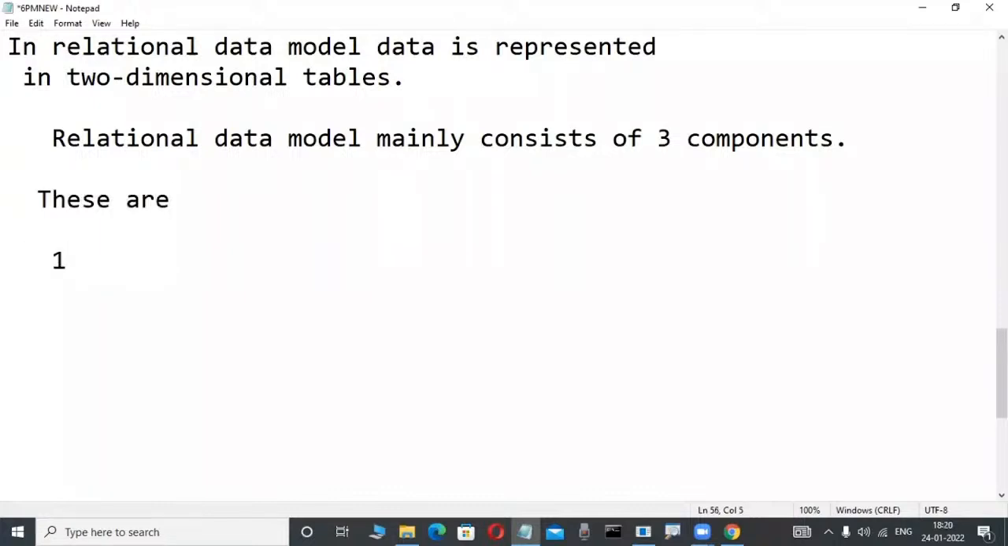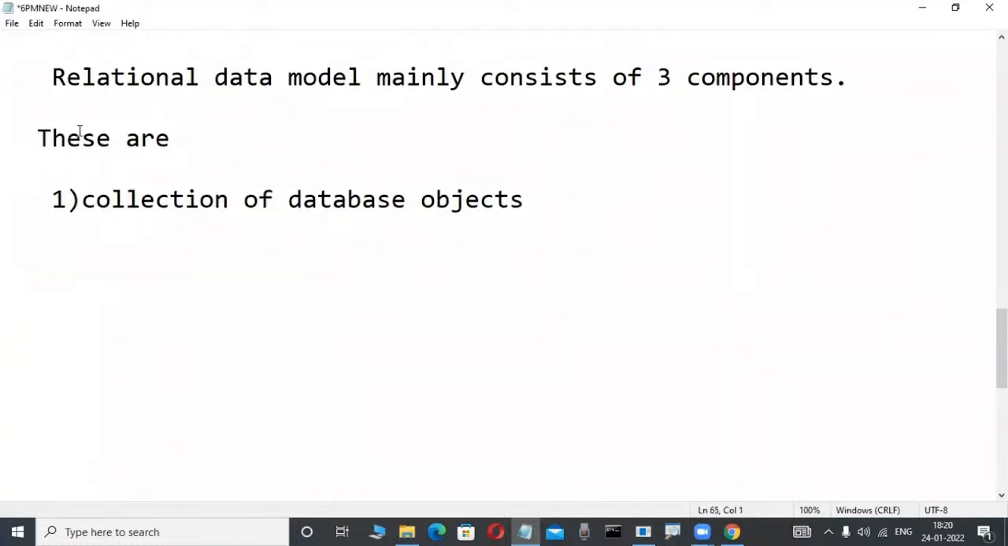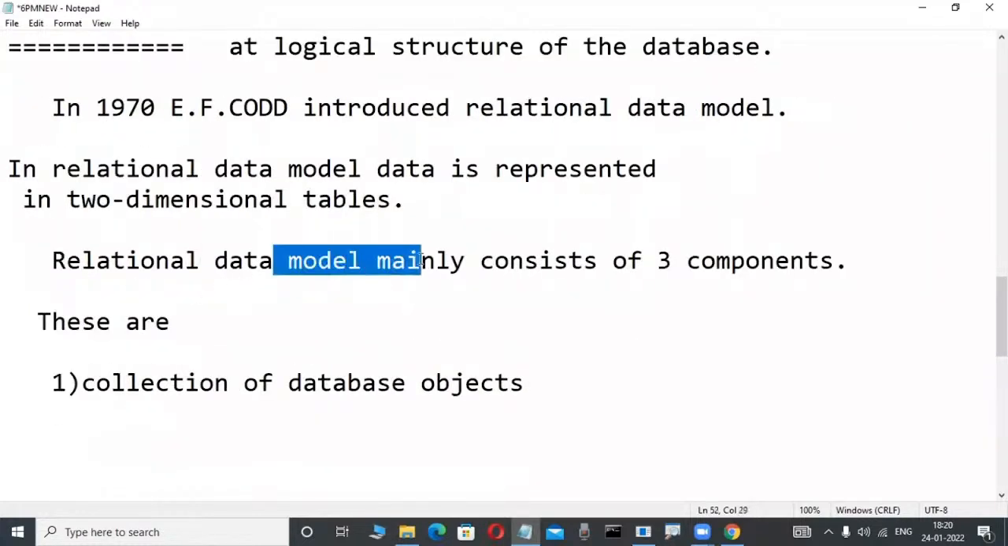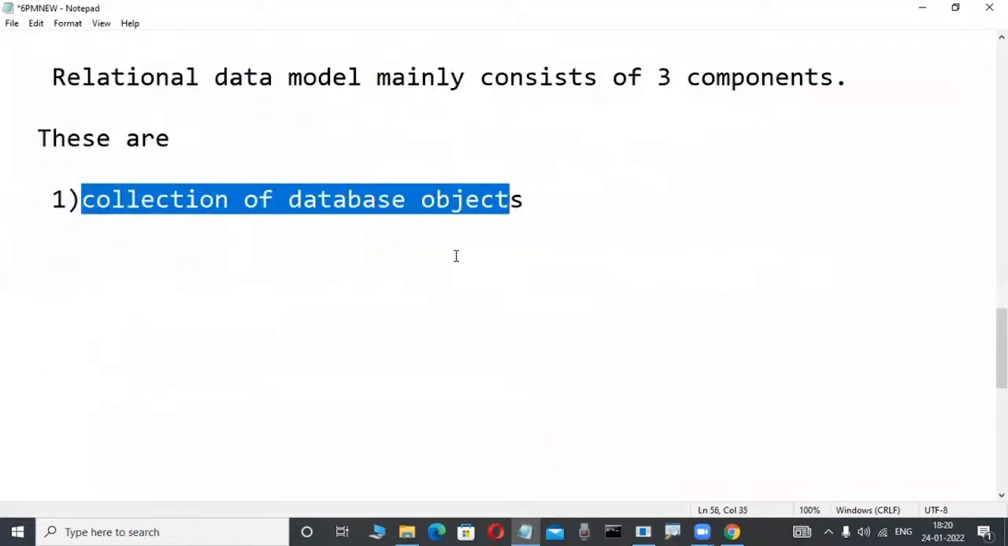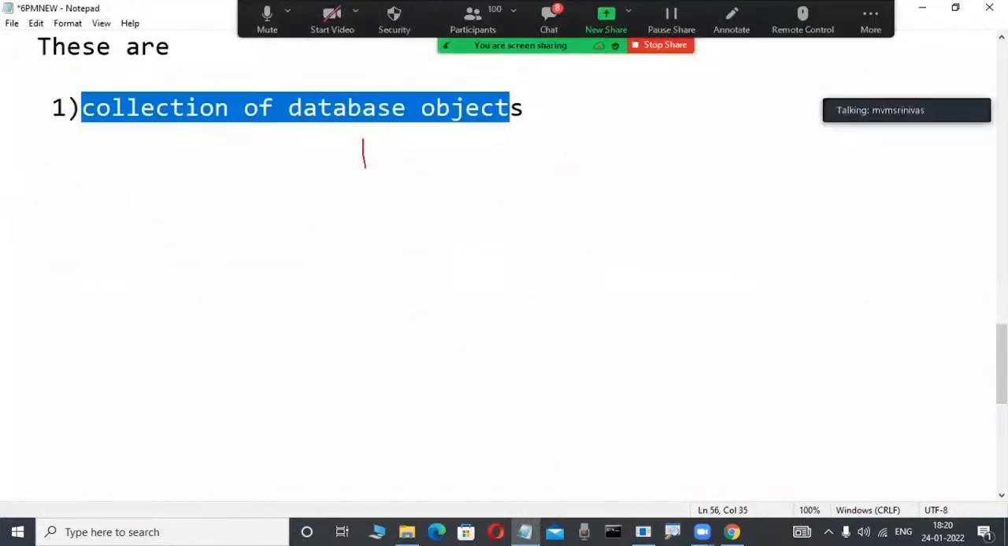What is the first one? A simple collection of database objects. In software like Oracle, SQL Server, and DB2, a collection of database objects is available. What is this? That is what we learn daily. Slowly observe here: a relational data model mainly consists of three components, and the first one is the collection of database objects. A collection of database objects is dead easy.